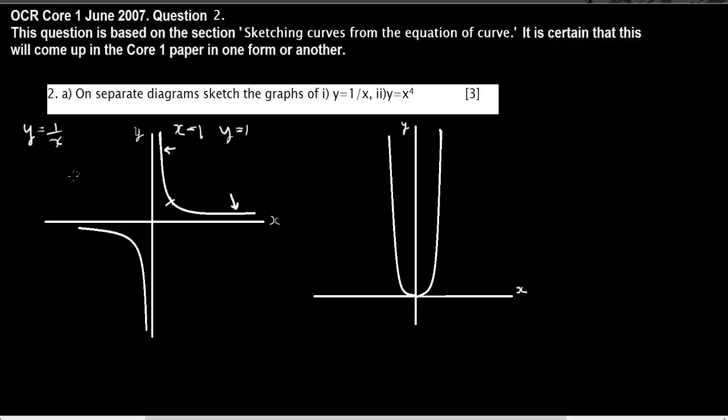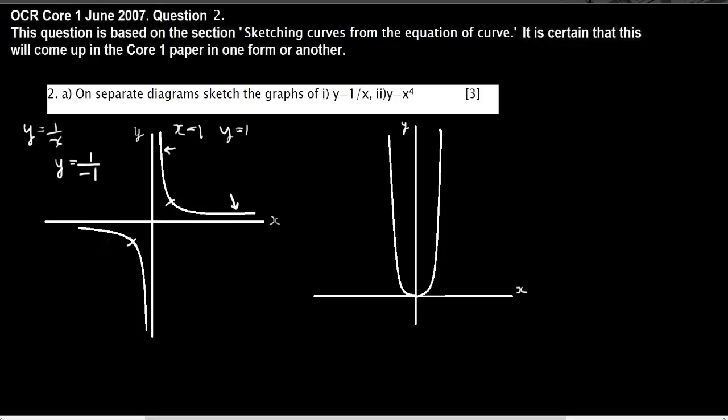If we look on the negative side, we're going to get x equals minus 1. So we've got y equals 1 over minus 1, then y equals minus 1. So we get this point here.